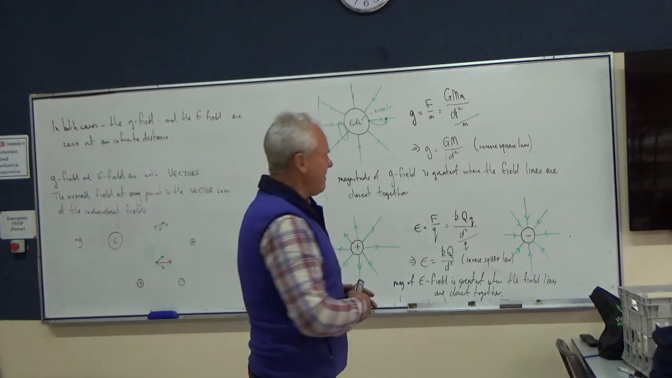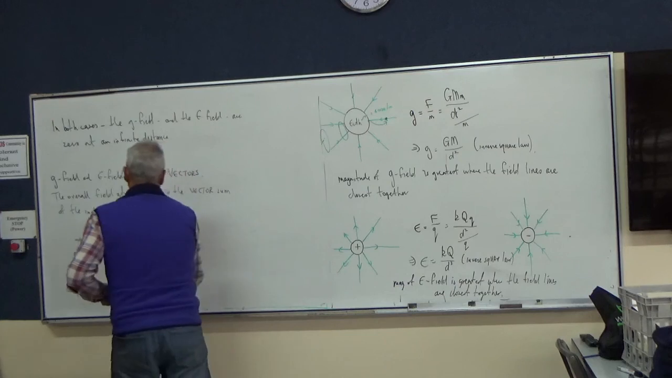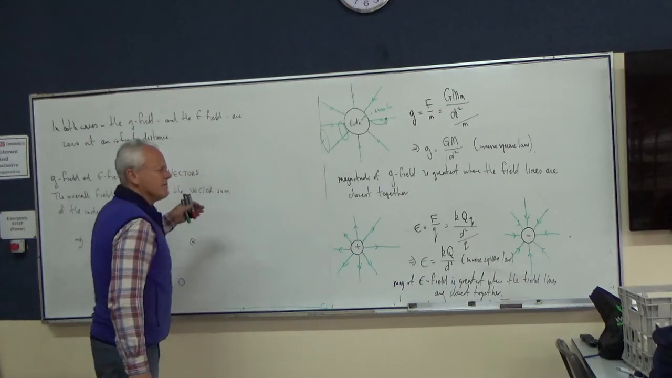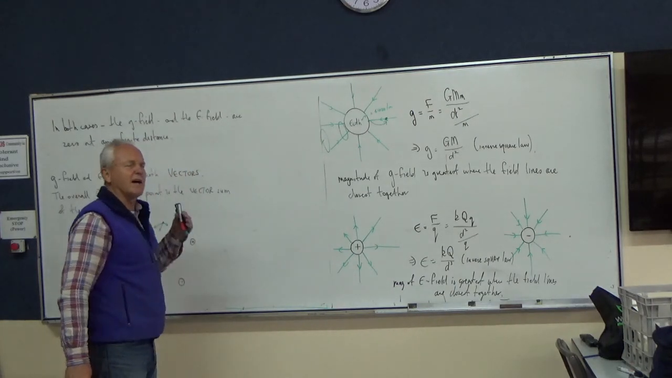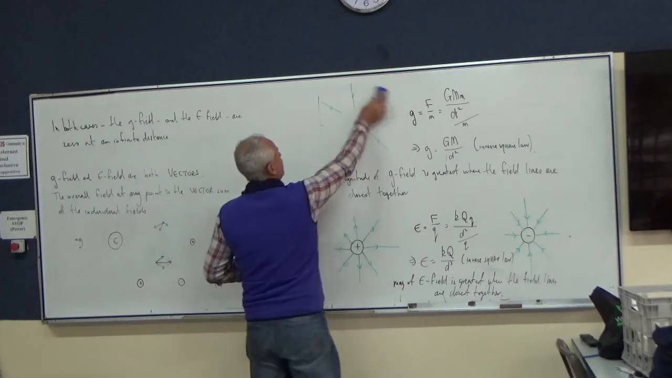Okay. So I think we now need to move on to, electric fields, gravitational fields are vector quantities, you add them vectorially.